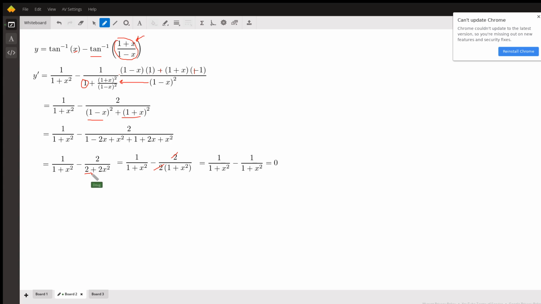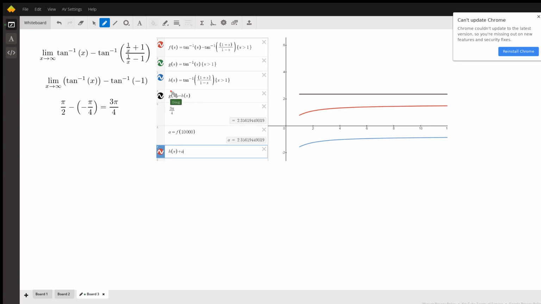These 2's factor out, and I could say I'm going to divide every term, numerator and denominator, by 2, and I get 1 over 1 plus x squared minus 1 over 1 plus x squared equals 0. So that means this original function must have been a constant function. And here's kind of an indication that that's true.